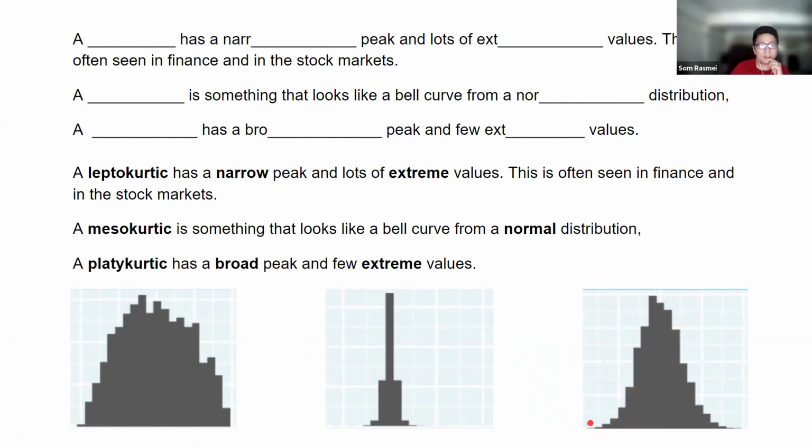For me, picture number 1 is platykurtic, has a broad peak and extreme values, and the third one is leptokurtic. Okay. All right. What about Cadet?